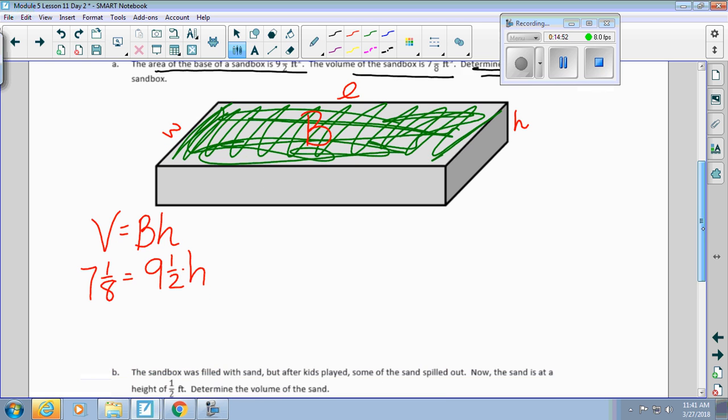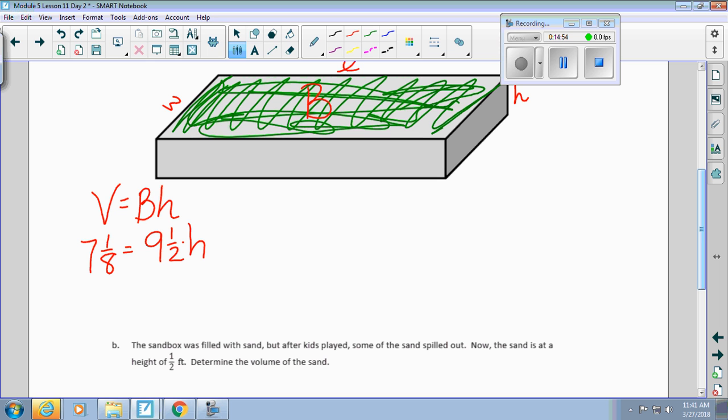So next step, same as we did earlier, you set up your formula, then you plug in the numbers that you've been given. Third step is to convert these into improper fractions. Yep, so 7 times 8 is 56, plus 1 is 57. So we're going to have 57 eighths equals, and then 9 and 1/2, what would that be as an improper fraction? 19 halves, very good. So 19 over 2 times h.